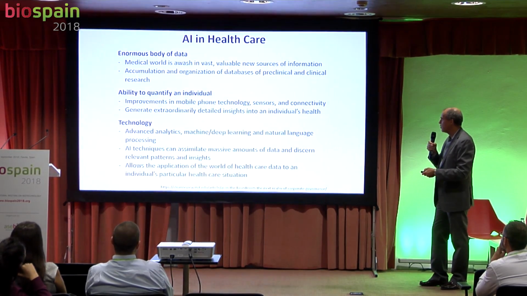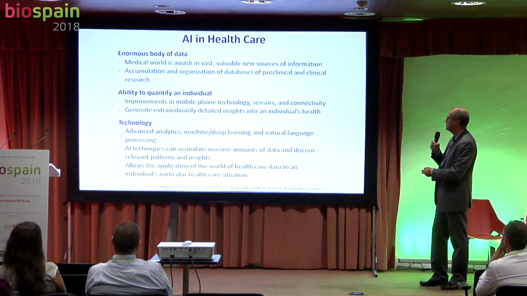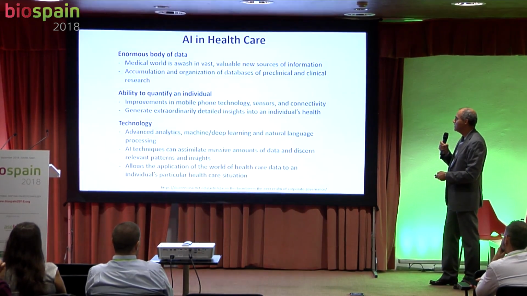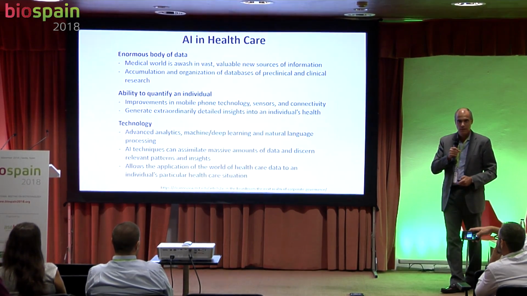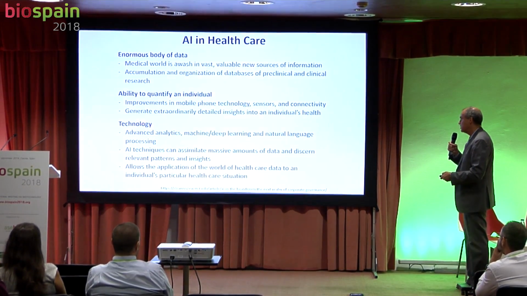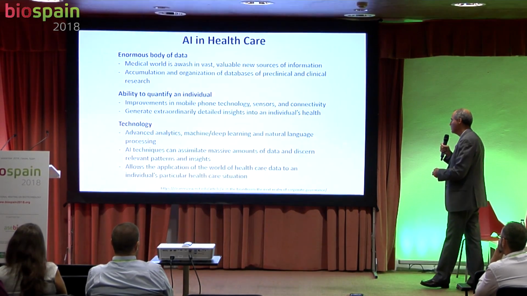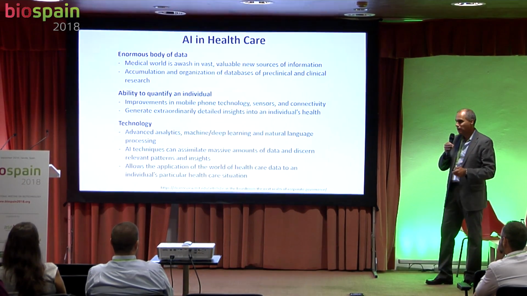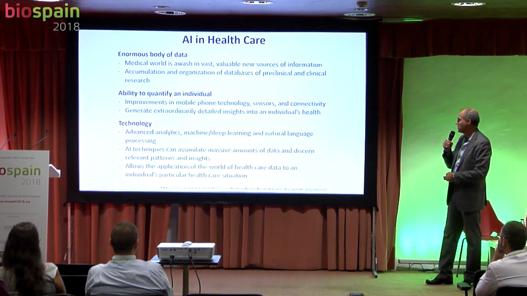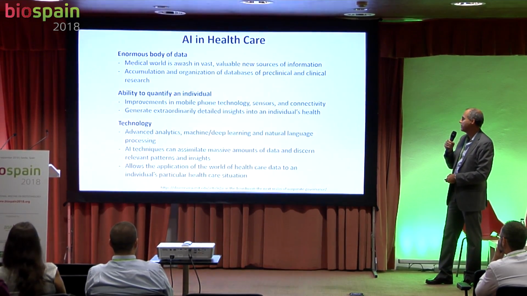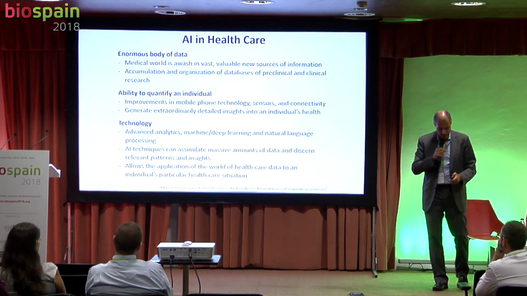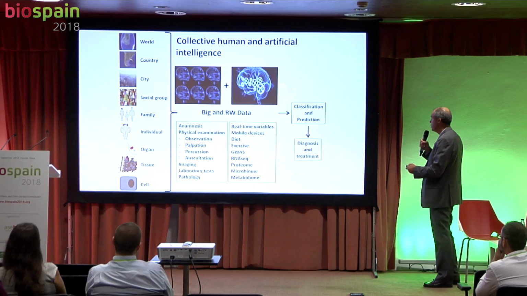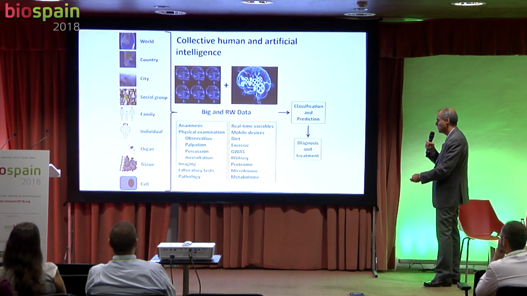And this is going to get worse because the improvements in mobile phone technology, sensors, and connectivity, as Chiriaco was showing us, will generate extraordinarily detailed insights into an individual's health. But now we have the technology, advanced analytics, machine deep learning, natural language processing, that can assimilate this massive amount of data and discern the relevant patterns and insights, allowing the application of the world of healthcare data to an individual's particular healthcare situation. So this new kind of collective intelligence, this new model joining human and artificial intelligence, is this one.